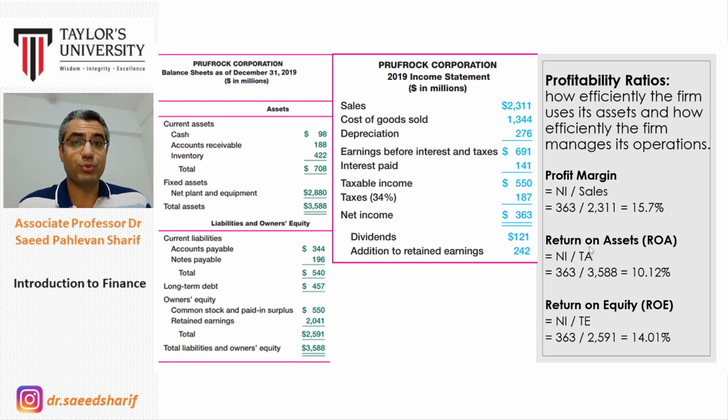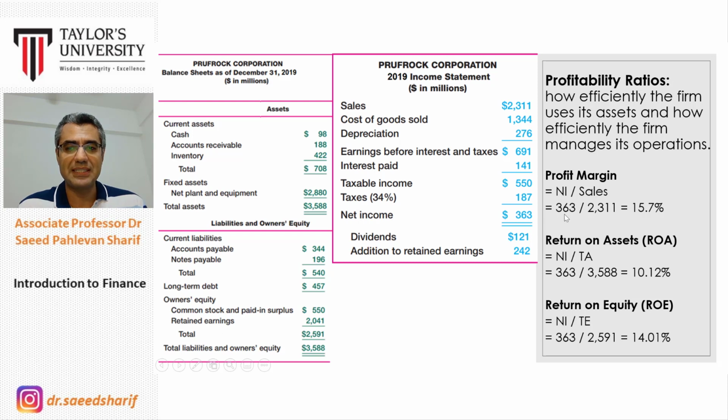The first one is profit margin. It's net income divided by sales. You can get net income and sales, both are available in your income statement. As you remember, as we discussed before, you start with sales and then you reach net income. So we divide net income by sales.